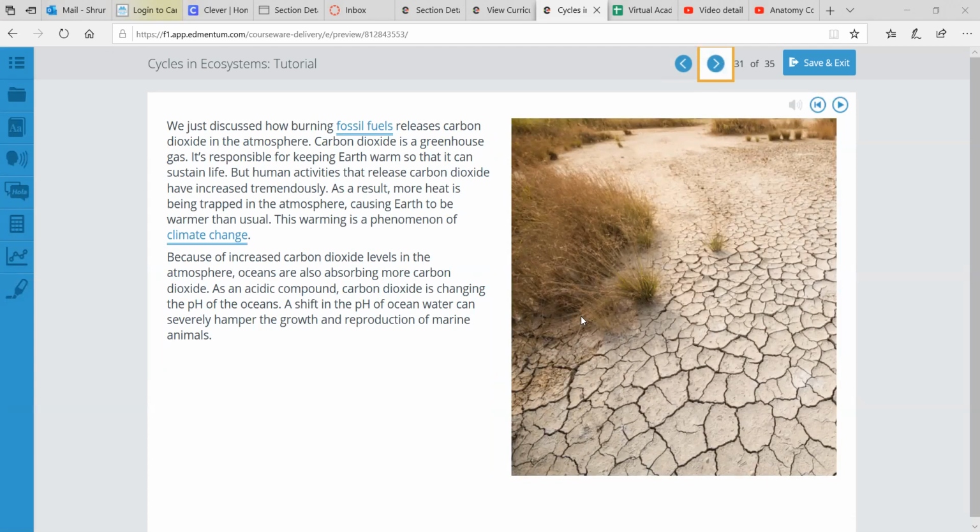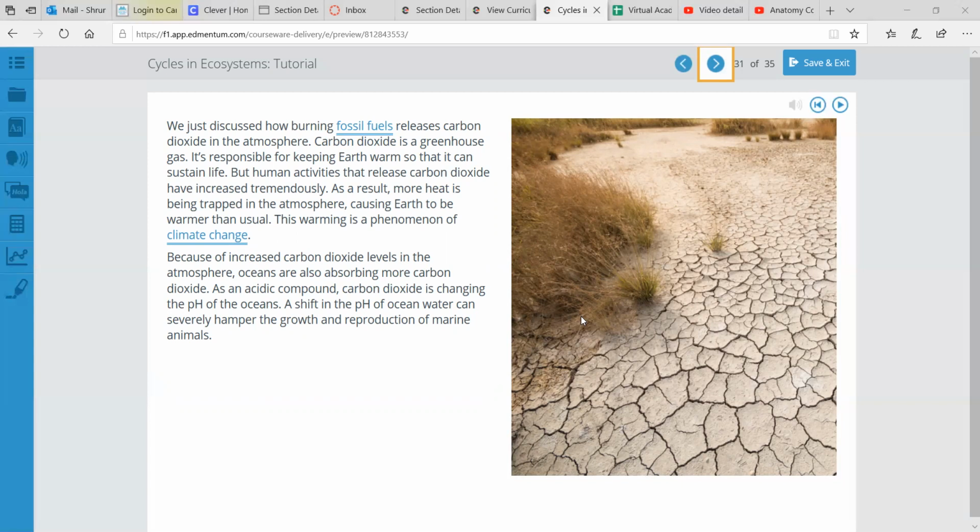So we just discussed how burning fossil fuels releases CO2 in the atmosphere. It's a greenhouse gas, if you remember. It keeps Earth warm and sustainable, but the fact that CO2 has increased at a very alarming rate, more heat is being trapped in the atmosphere, causing the Earth to be warmer than usual. And this is known as climate change.